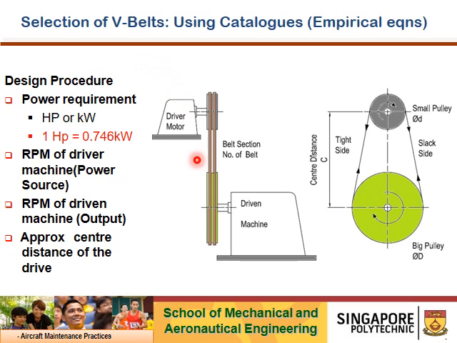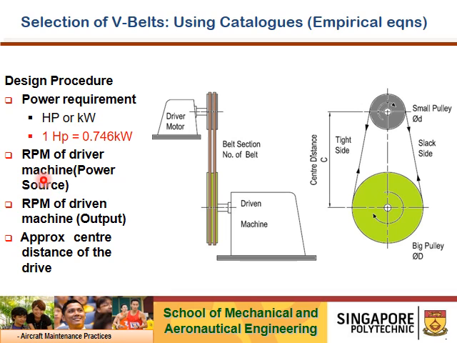Subsequently, we are going towards selection of V-belt calculation using catalogs. You will require the appendix given. You need to download the appendix from the blackboard. Take note that the given power requirement can be horsepower or kilowatts, but in this case, the catalog utilizes horsepower. So if it's given in kilowatts, you have to do a conversion.